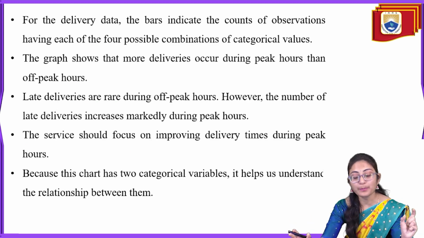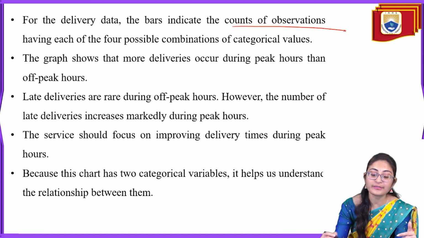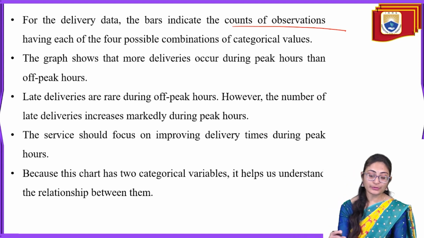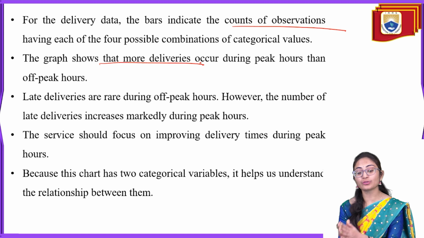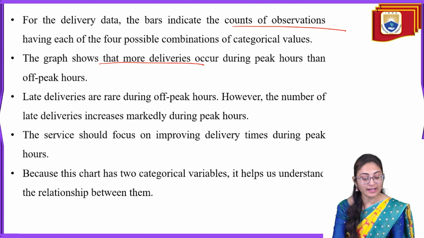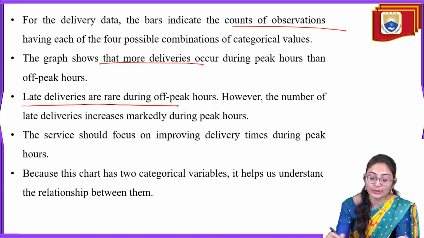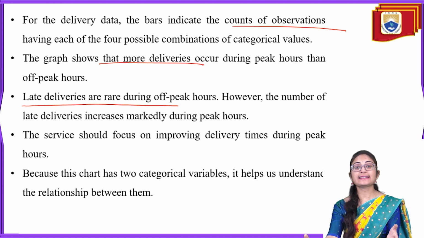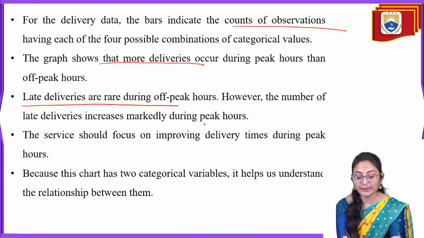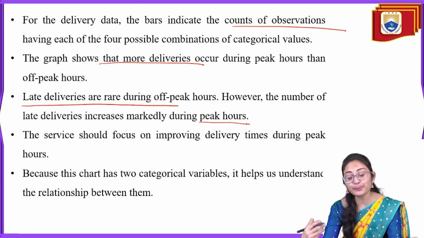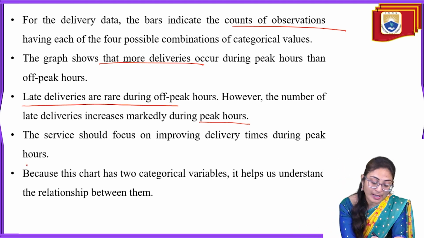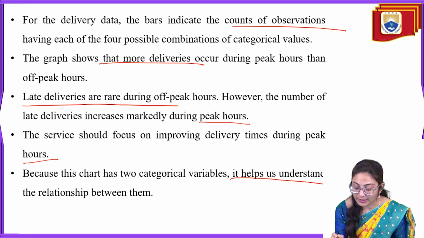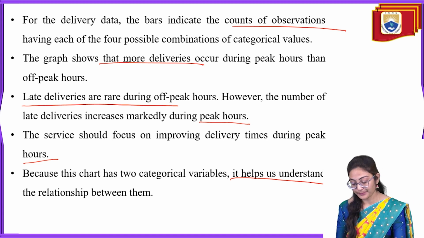For the delivery data, the bars indicate the counts of the observations having each of the four possible combinations of the categorical values. The graph shows more deliveries occurring during the peak hours than off-peak hours. Late deliveries are rare during off-peak hours, however, the number of late deliveries increases markedly during the peak hours. The service should focus on improving delivery times during the peak hours. Because this chart has two categorical variables, it helps us understand the relationship between them.